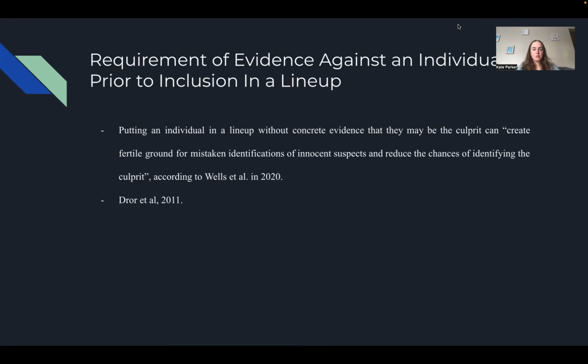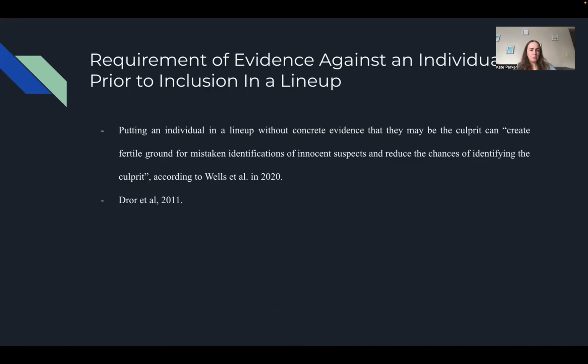So the first reform that I would like to propose is that it's a requirement that there is concrete evidence against a person in order to include them in a lineup as a suspect. So that would be evidence other than just their resemblance to a description given by an eyewitness.